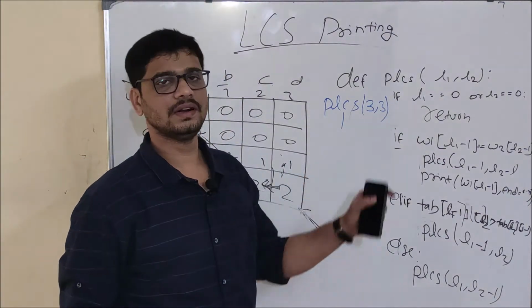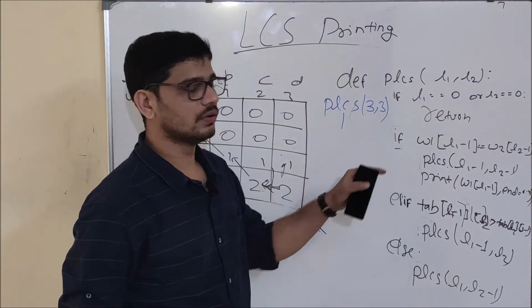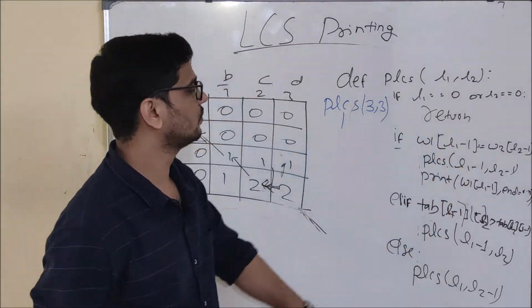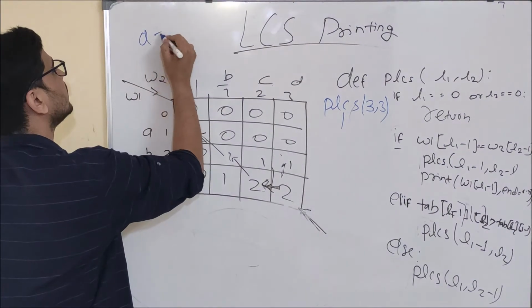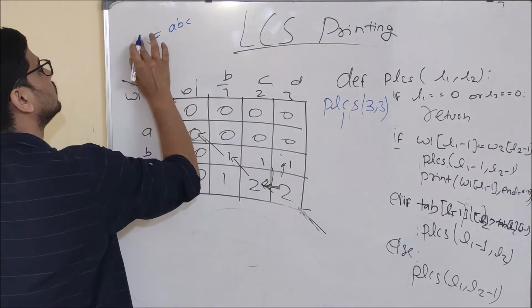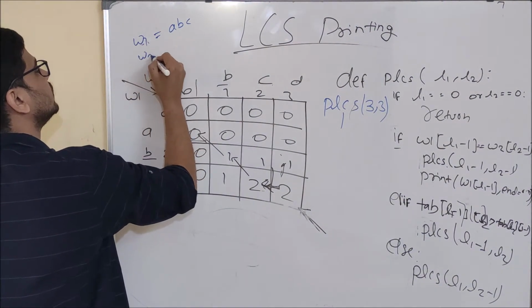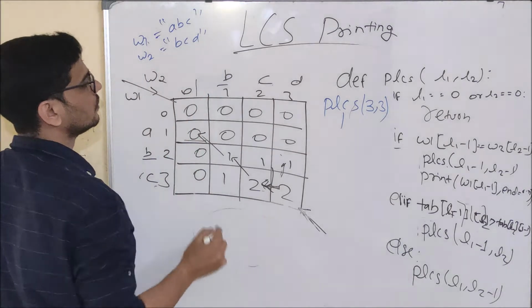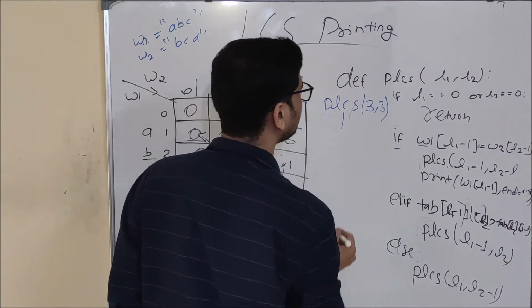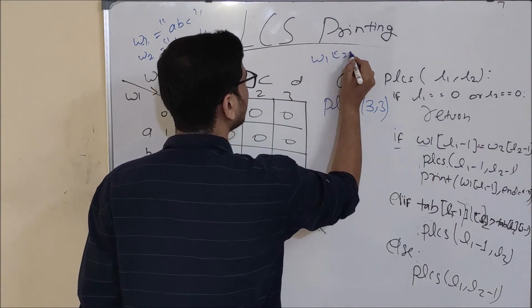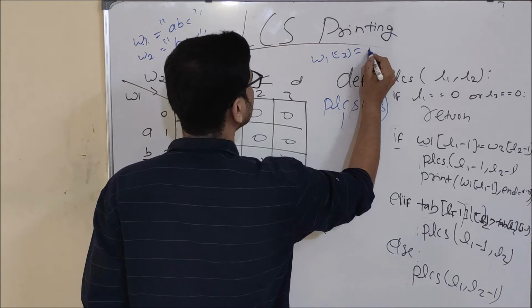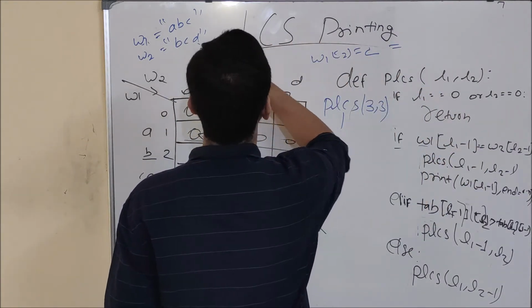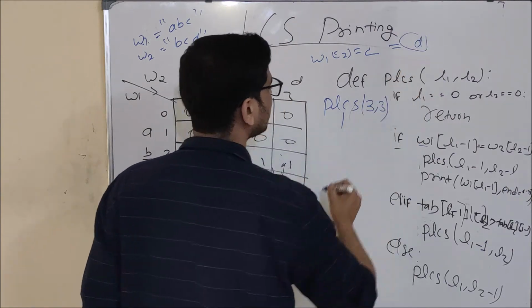So this if condition will be false, control will come to this if and it will check whether these two characters are equal or not. Word 1 is ABC and word 2 is BCD. So it will check whether W1 of 2, that is C, is equal to W2 of 2, which is D. So both are not equal.